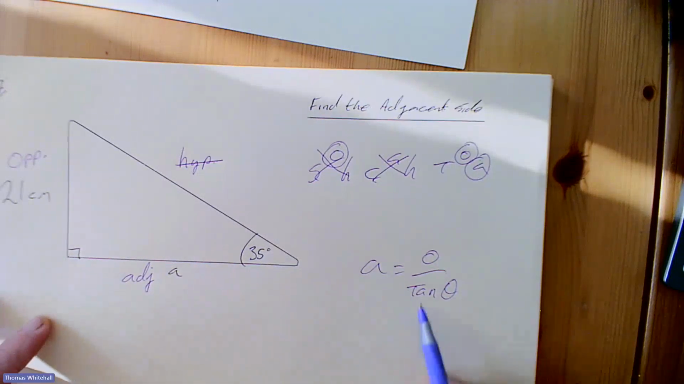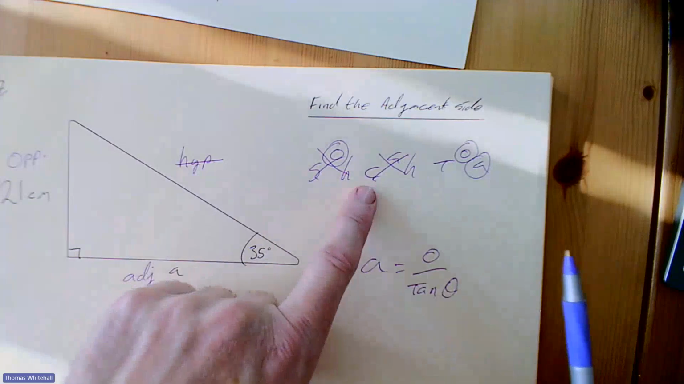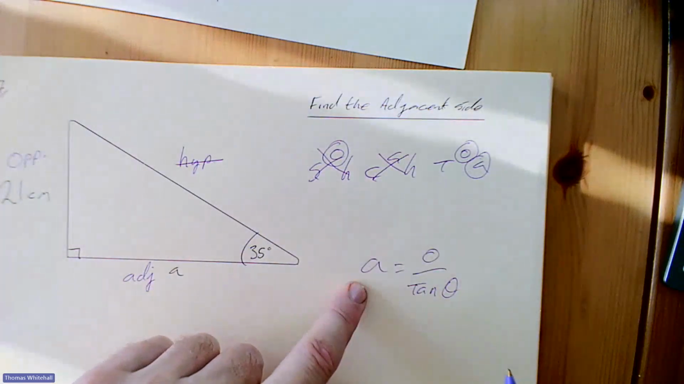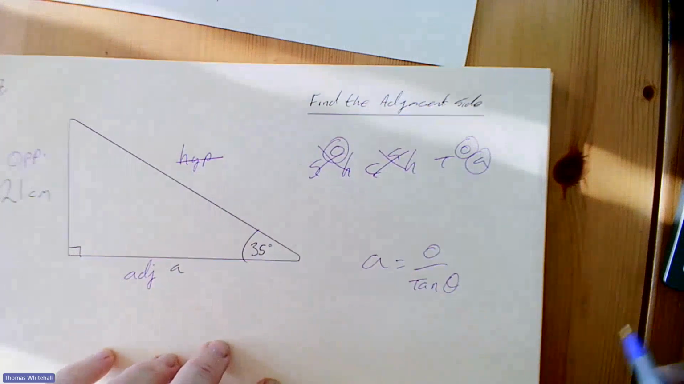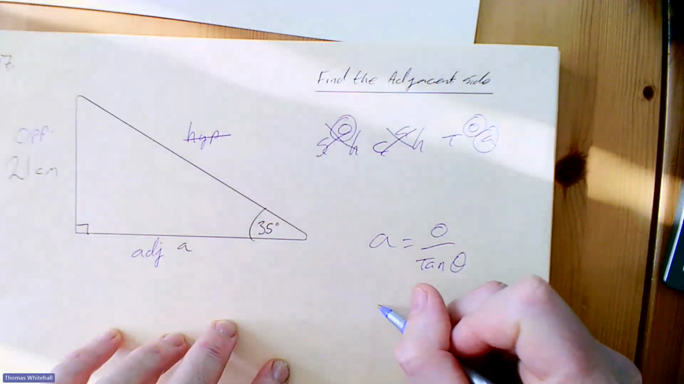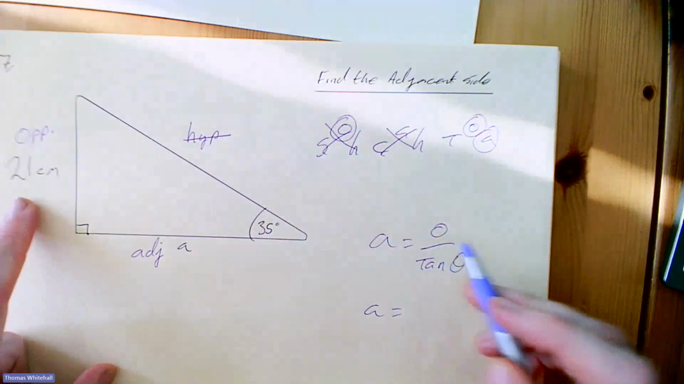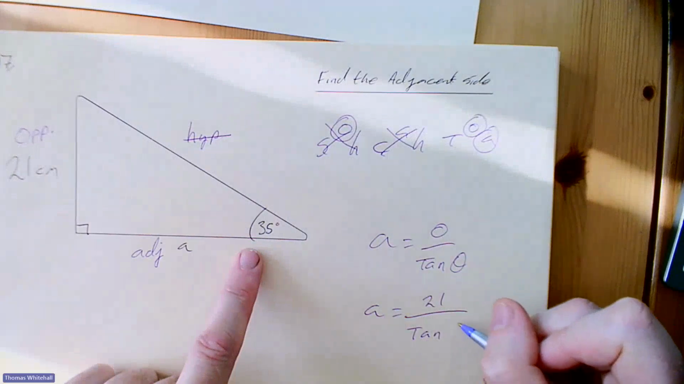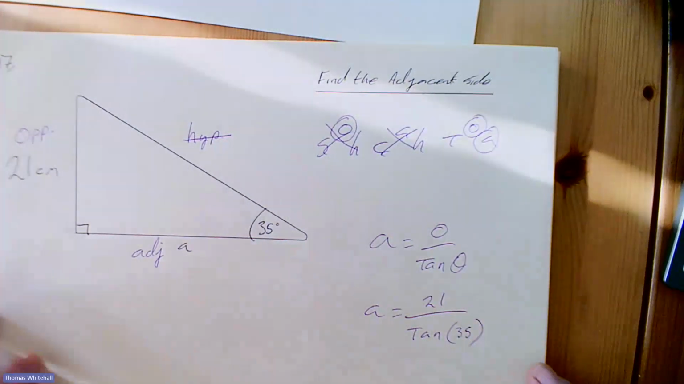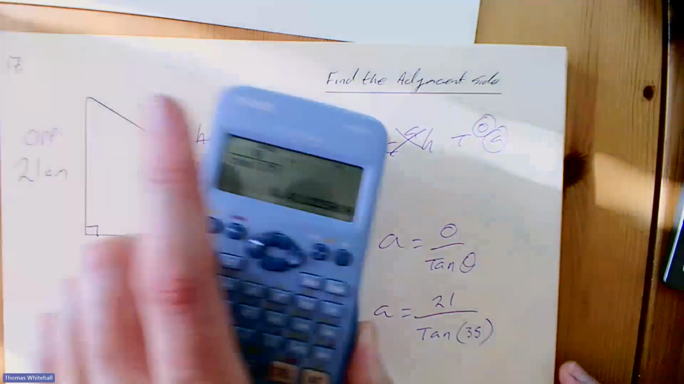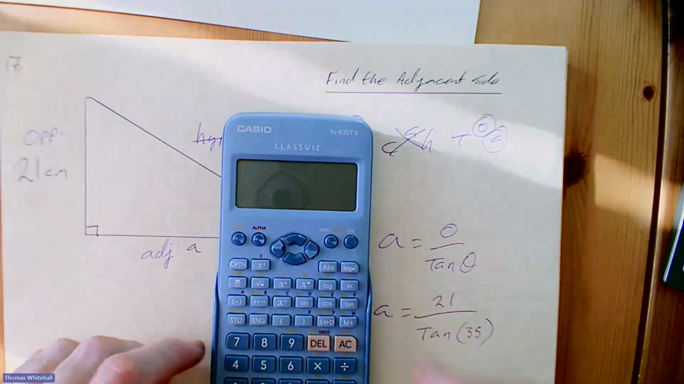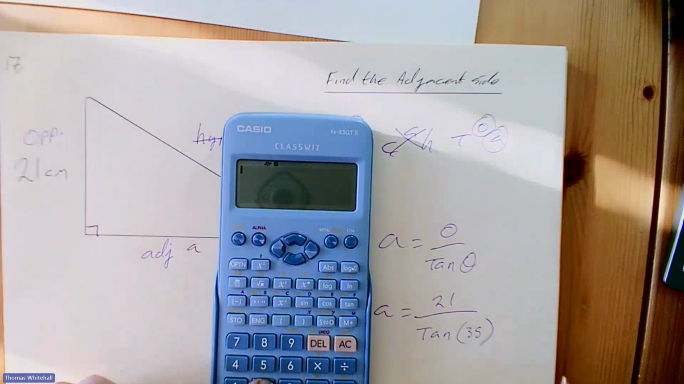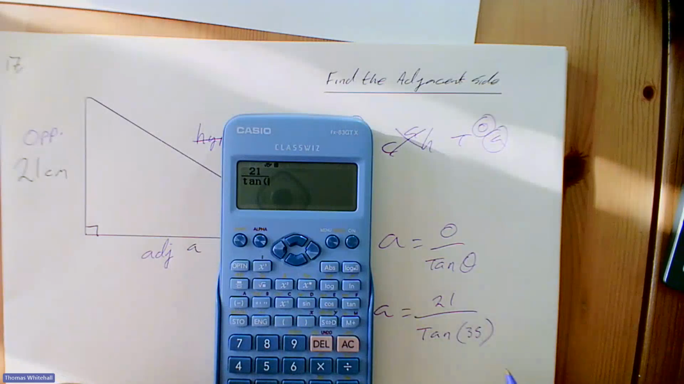So now, we've done step one, we've labelled. Step two, we've chosen the rule. Step three, we've used the cover up to decide which formula. So step four, we now substitute. Our opposite is 21 and our angle is 35. That's what we're going to put into the calculator. So now we've got 21, and then putting that over the tangent of our angle, which is 35, close the brackets.